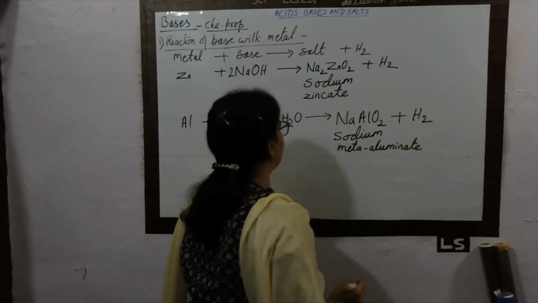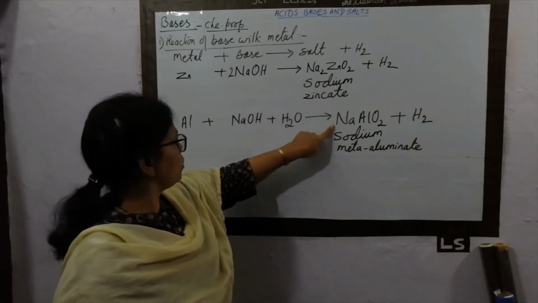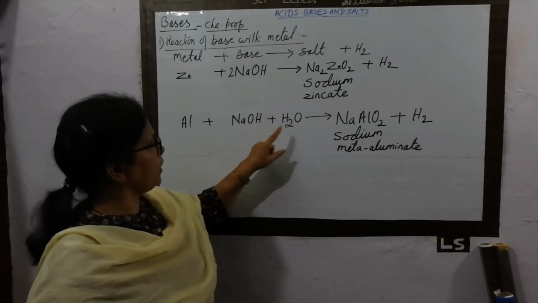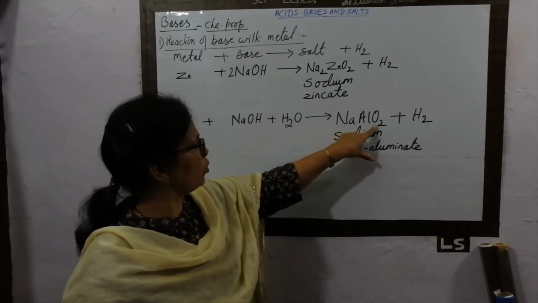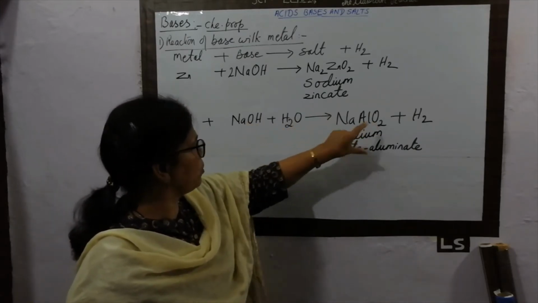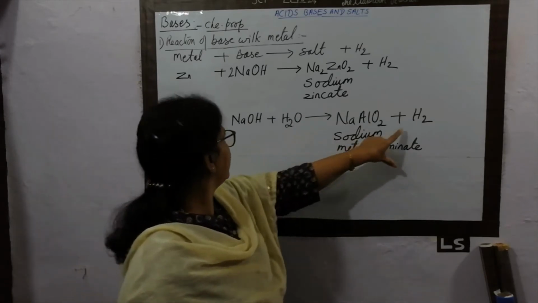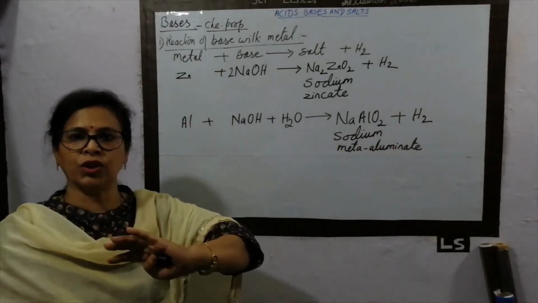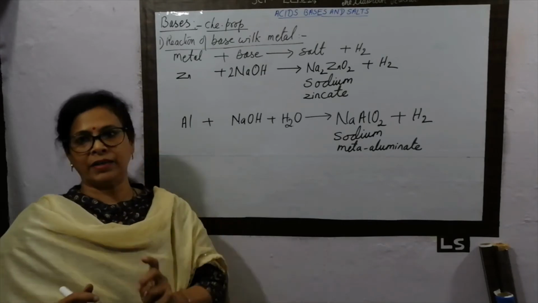Okay, now check the balancing here. Na 1, here Na is 1. Here O is 1, but here 1 plus 1, 2. Here O is 2. Aluminium 1, aluminium is also 1. H is 2 here, H is also 2 here. It means this equation is already a balanced equation.